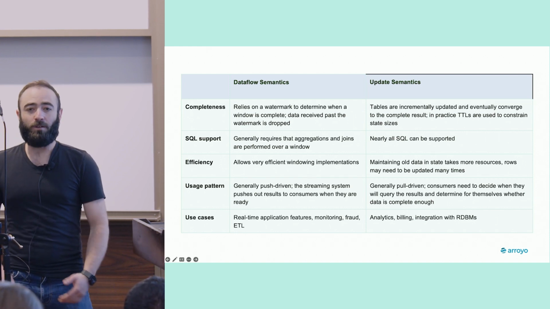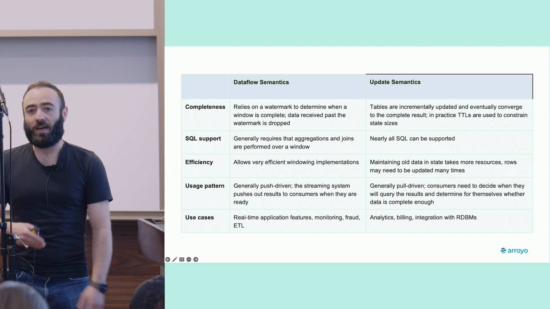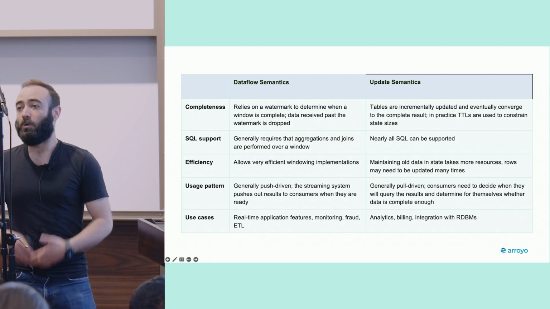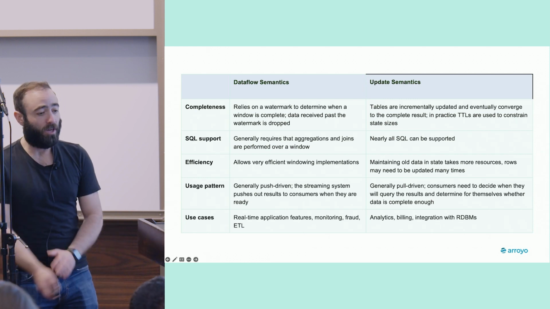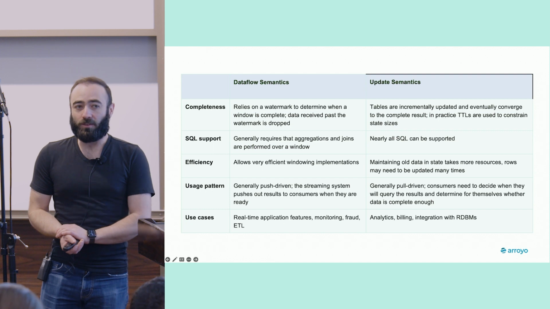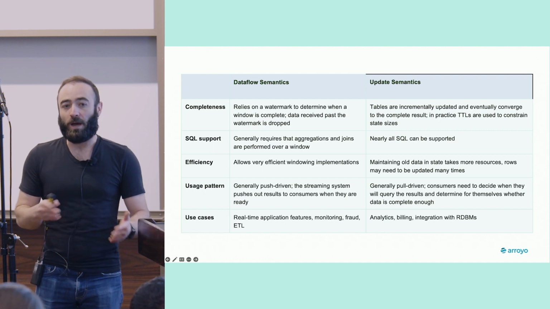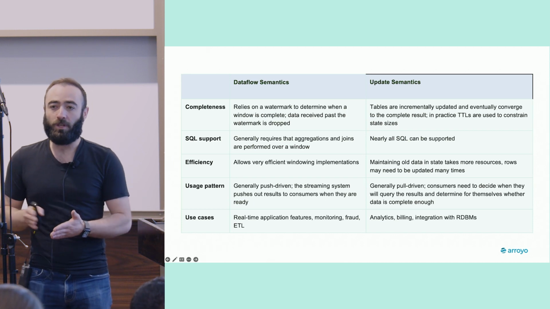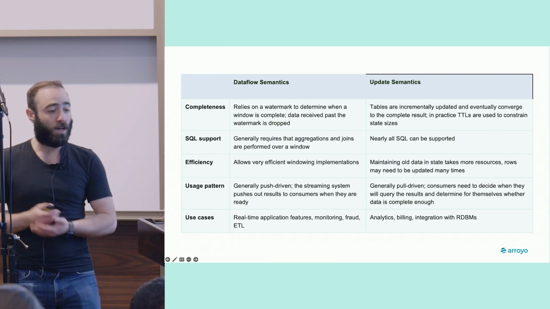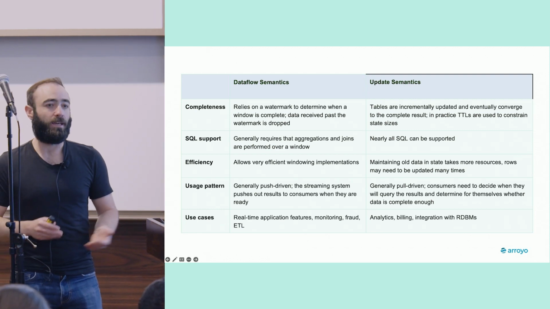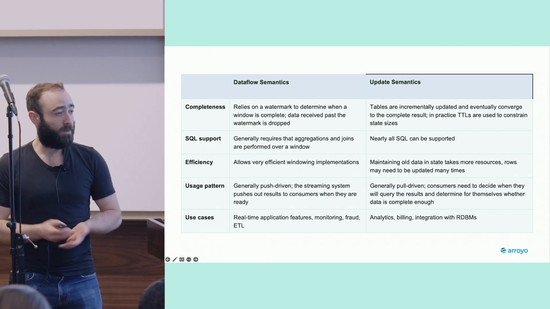So you end up needing an out-of-band system to decide, okay, we've waited long enough for this query to return for this time period, and we're able to act on that time period. With dataflow semantics, we can't really define this on every SQL query. We need a way to bound time. So we're almost always having time-oriented windows, or some way to bound time in the query. Whereas with update semantics, you can define basically any SQL query.